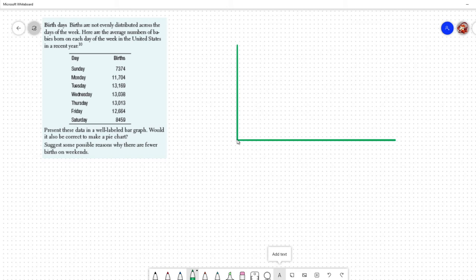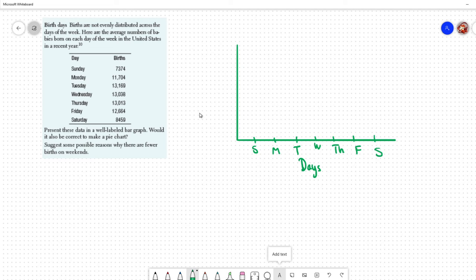Beautiful. Okay, so now I need to make sure that I label my axes. On my horizontal axis you want your categorical variable, which would be my days of the week. So I'll have Sunday, Monday, Tuesday, Wednesday, Thursday, Friday, and finally Saturday.